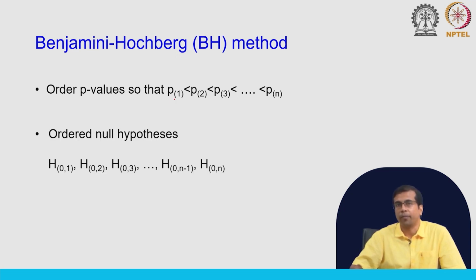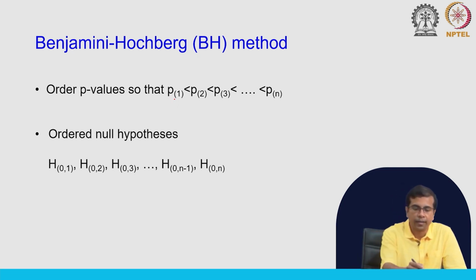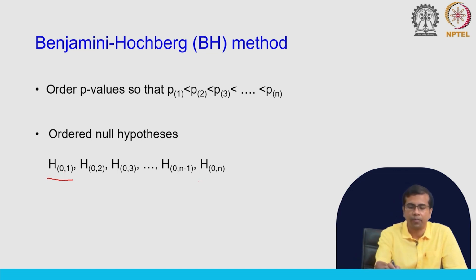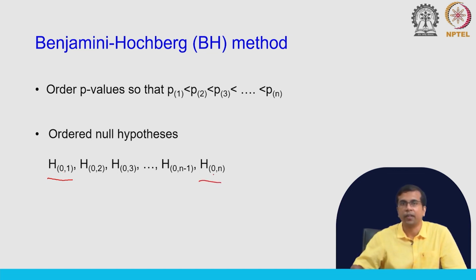And we also have the ordered null hypotheses according to the sorting, which we call H 0 comma 1. So, this is the first null hypothesis according to the p value sorting, and similarly we have up to H naught n. These are again the null hypotheses that are ordered against the p values.